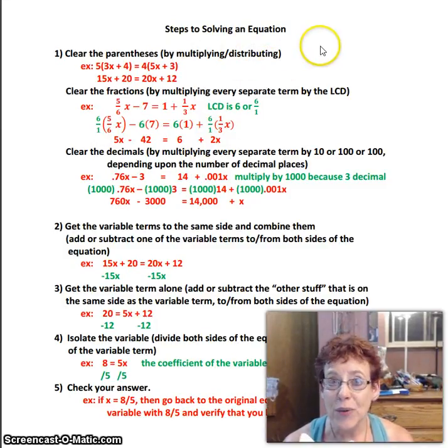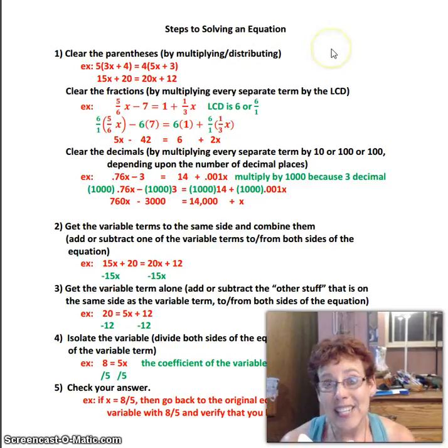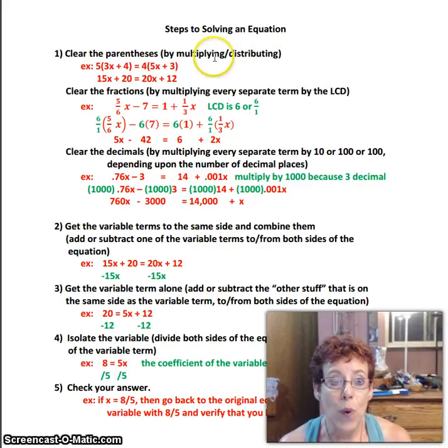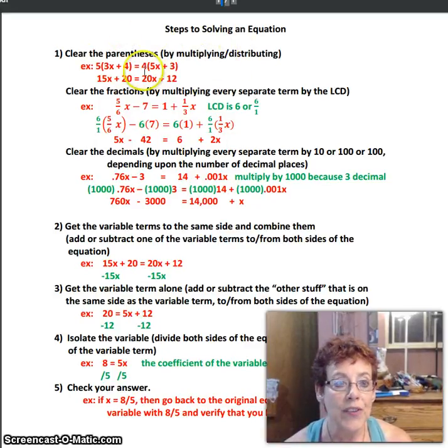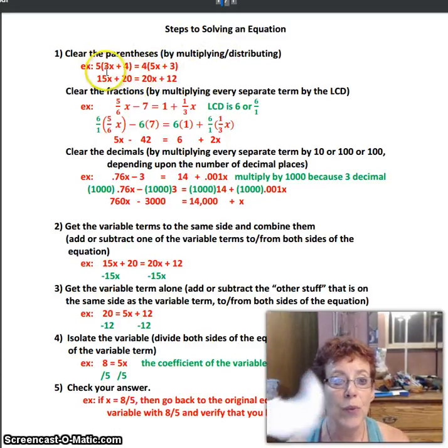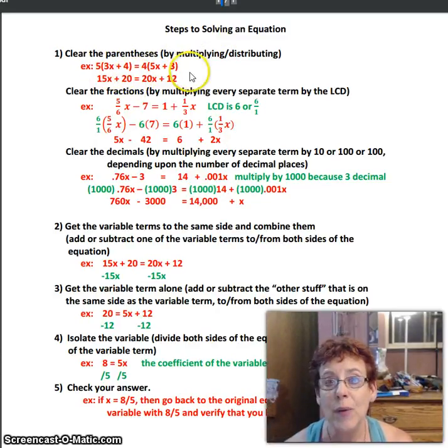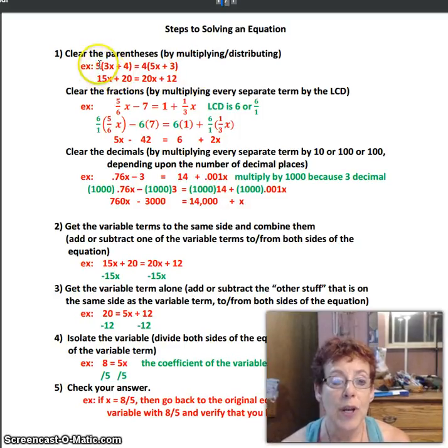The first thing we want to do is to make things easier with your equation. One of the things we'll start with is if there are parentheses in the equation, you want to clear them. The reason there are parentheses is because it indicates that we need to multiply. So here's an example where we have an equation with two sets of parentheses, and what this means is we're going to have to distribute. We distribute the 5 to each of the two terms.